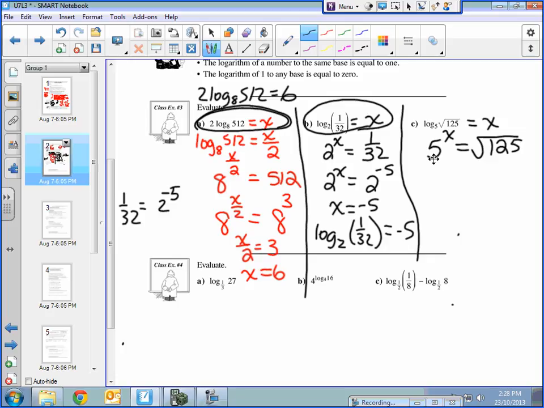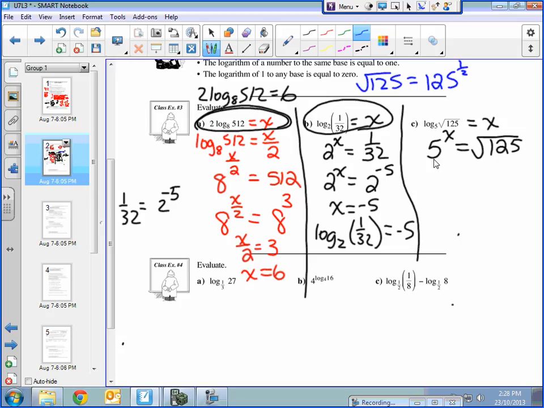Okay, so up here I'm going to put this in blue so you can see. The square root of 125. I can get rid of the square root by writing it as 1/2. Do you remember that? So square root, I can write it as an exponent of 1/2.